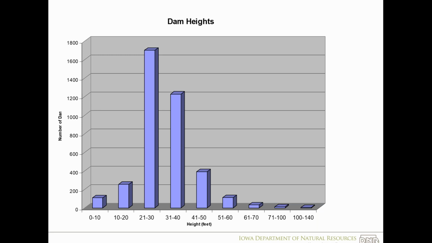Most of our dams in Iowa range from 20 feet to 50 feet. So most of them are between 20 and 40 feet, mostly these smaller earth embankment dams. But we do have quite a few, half a dozen or so, over 100 feet. And those include the core reservoirs and also some of our larger state park dams.